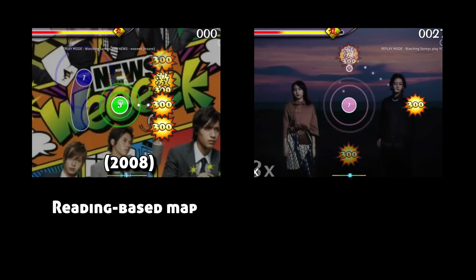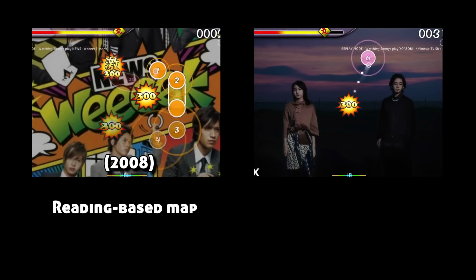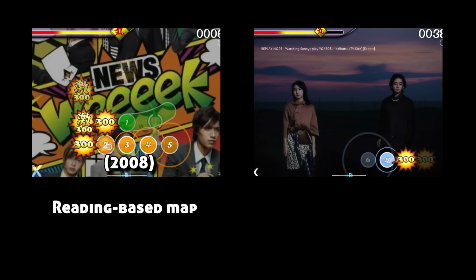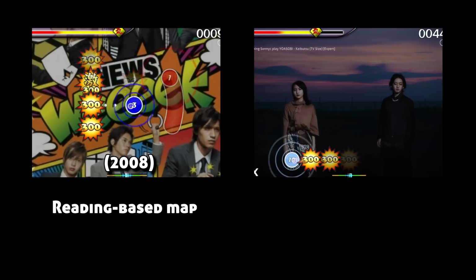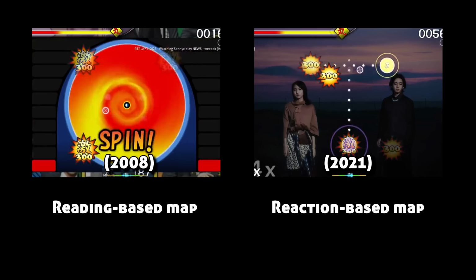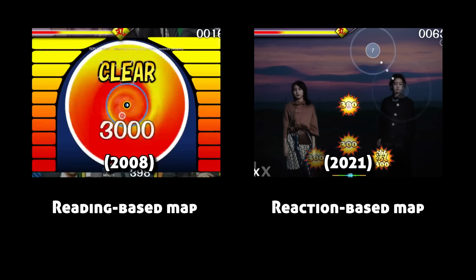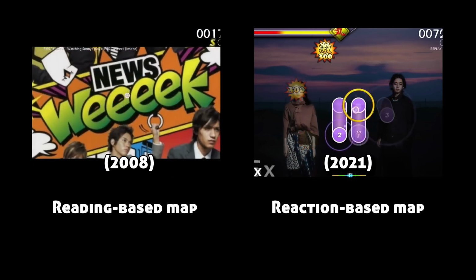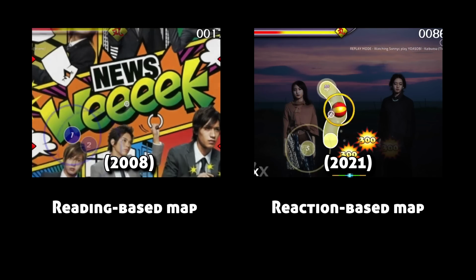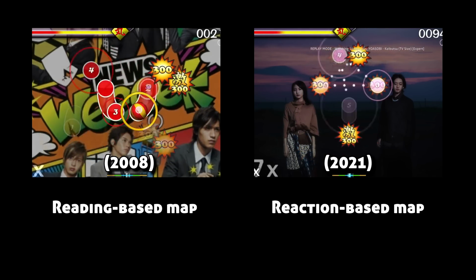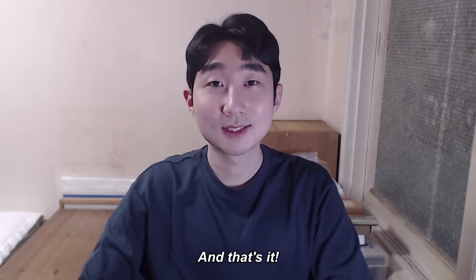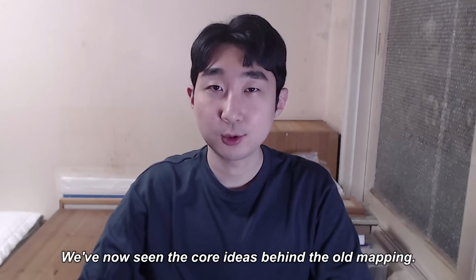The 2008 map follows key rhythms, avoids overlap, and flows from constraint. It plays a bit odd from today's perspective, but it's completely readable. The modern one may look old, but the spacing, rhythm, and flow have much more freedom. Of course, it's mapped with grids, but the idea of jumps and rhythms is more like the spirit of modern mapping. And that's it. We've now seen the core ideas behind old mapping.